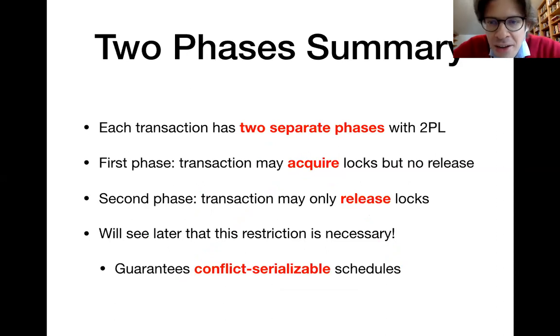You have a summary of what I have just said. We have the phase in which we can acquire locks, and we have the phase in which we can only release locks. And that becomes very important, as we will see later, when we try to prove that this protocol guarantees that generated schedules are conflict serializable. And for that proof, we need that two-phase property.